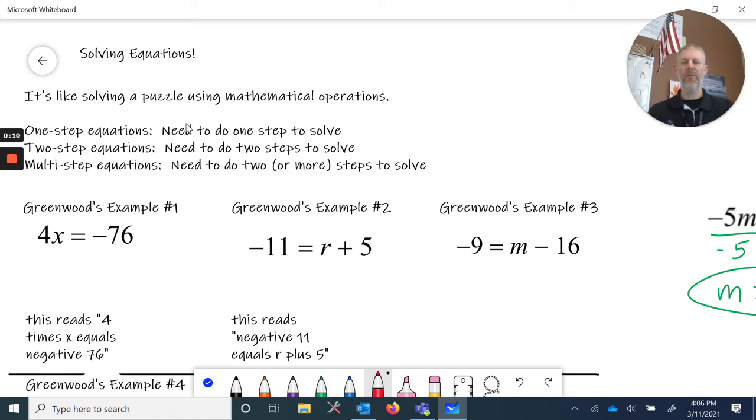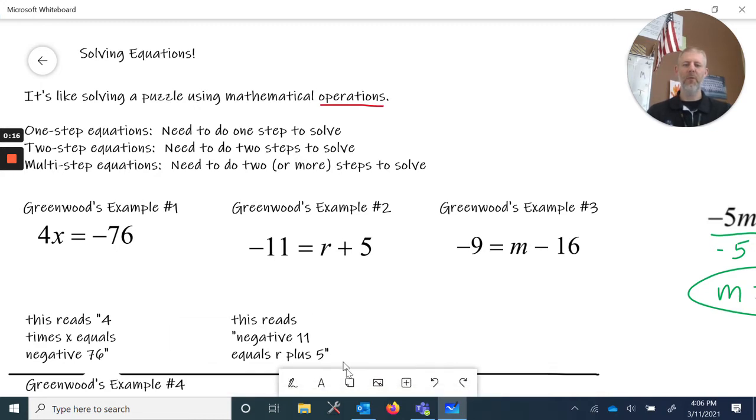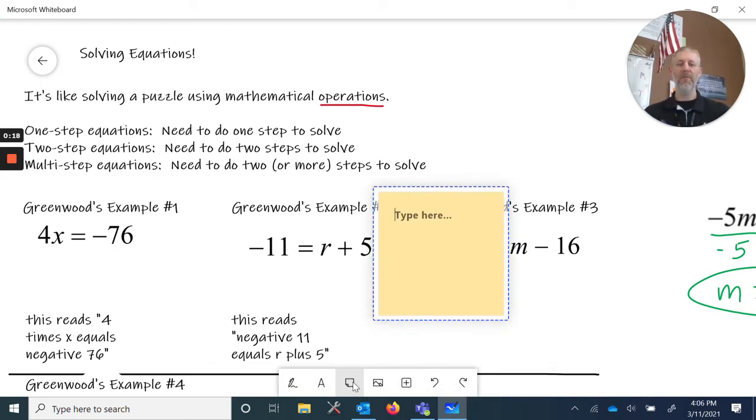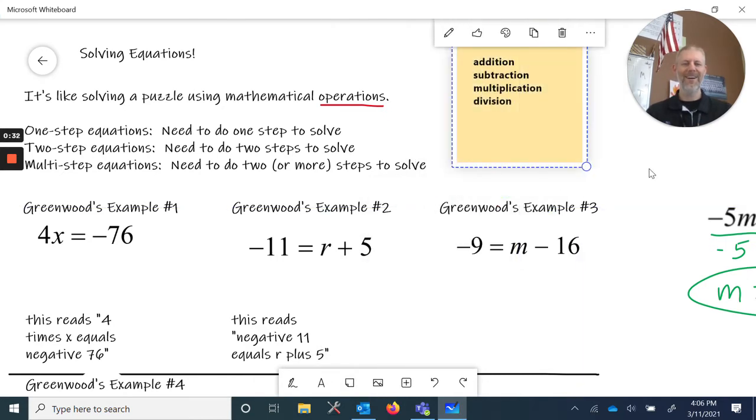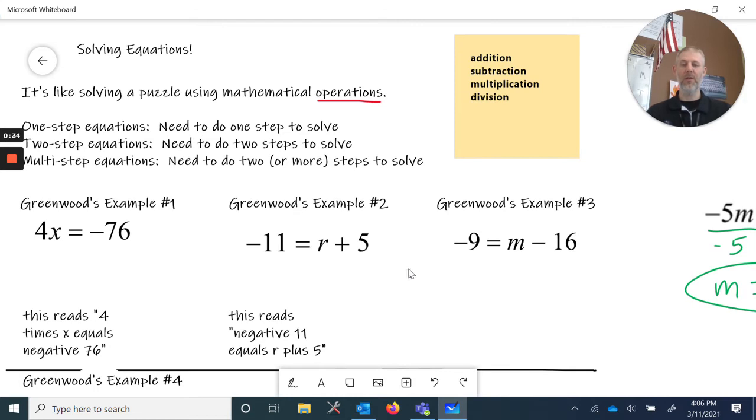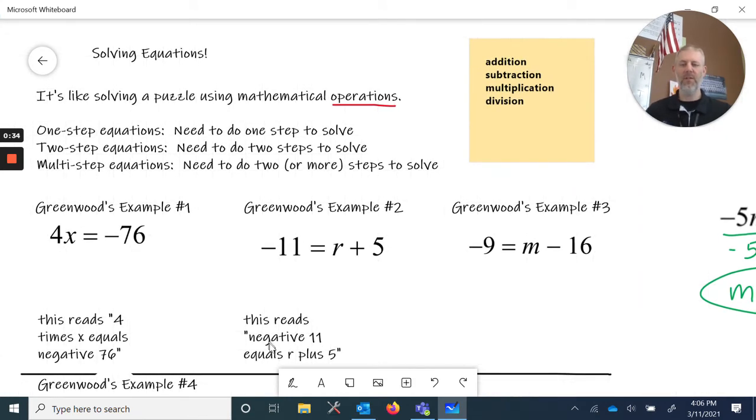Solving equations with algebra is really like solving a mathematical puzzle using mathematical operations. As you think about this word operations, it's important to remember that there are four that we talk about typically, and those are addition, subtraction, multiplication, and division. So there's our four operations that we typically use when solving equations, typically one step, two step.